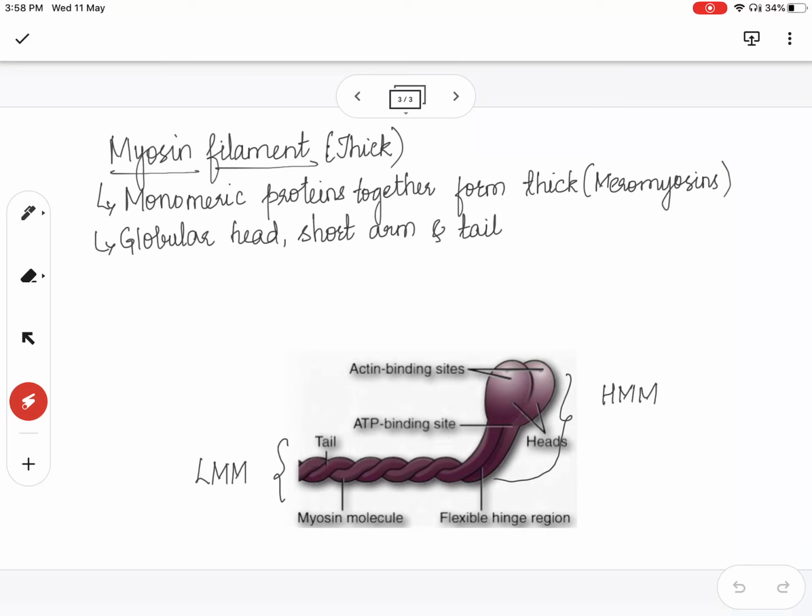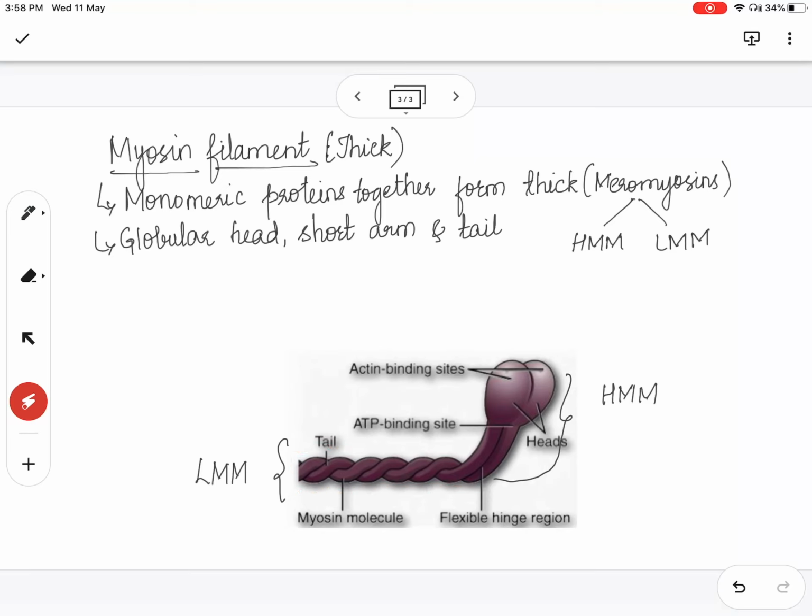Okay, now each of these meromyosins has two categories. You categorize it as HMM and the other one as LMM, that is heavy meromyosin and light meromyosin. Heavy and light. I'll tell you which are the parts that come under heavy and which are the parts that come under light. Each of the meromyosin has two important parts: a head region which is globular in shape, or you can rather call it a globular head, and a short arm. This is the short arm, and finally this is the tail.